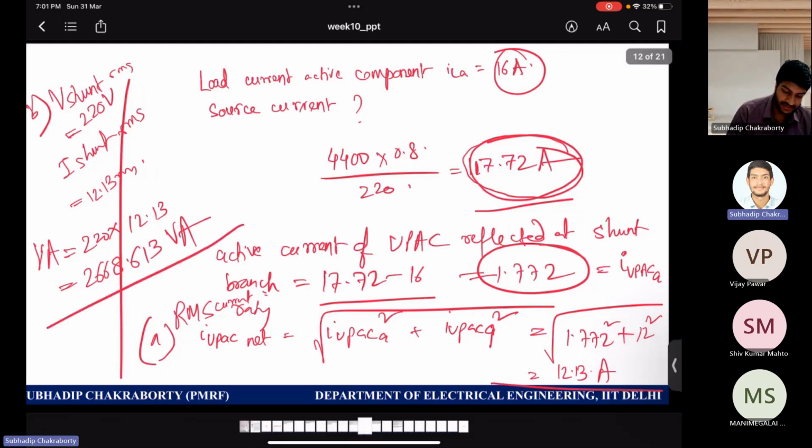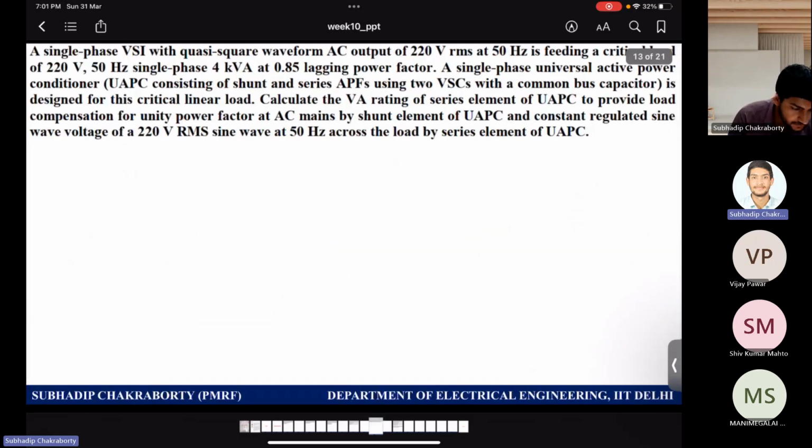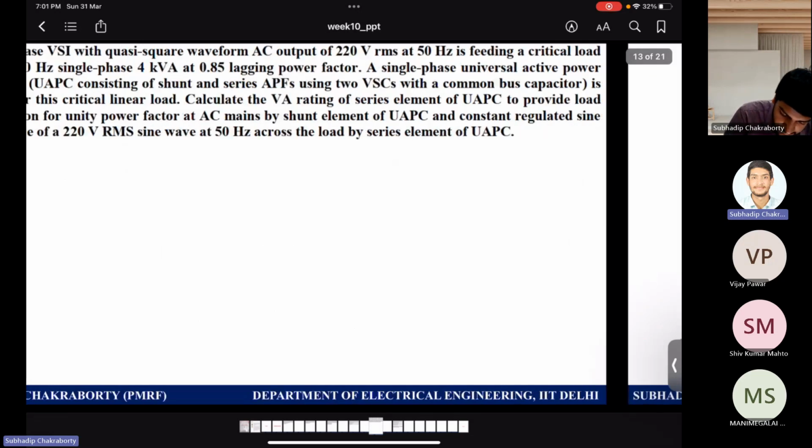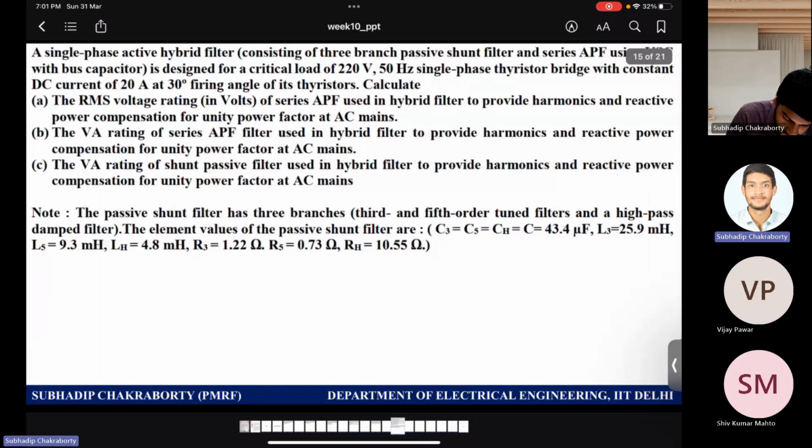So let's move on to the next problem. I have two problems, similar type of problems. I will just cover this problem. The other problem I will take up in the next session, because I don't have much time. So do you want to do the two problems? I have two problems from hybrid filters. Do you want it in this session or in the next session we can solve?